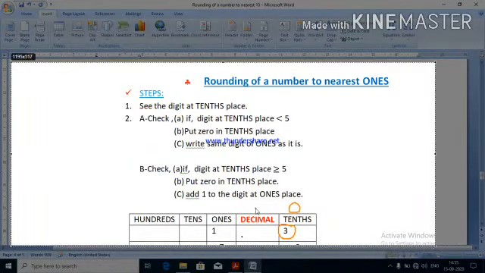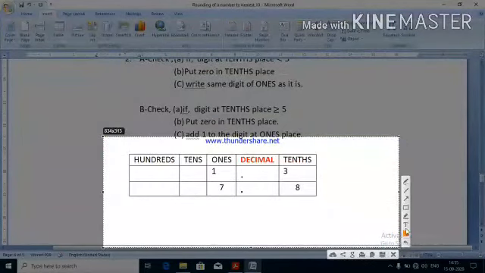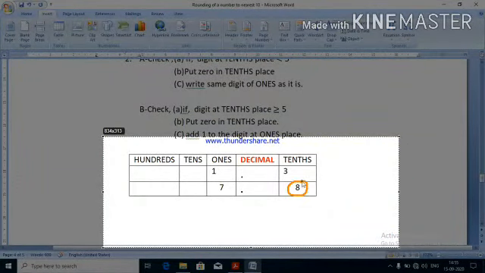Now for the second question, you have to see the digit at the tenths place. This digit is greater than 5, so you have to put 0 here. Here is the decimal, and here is 7, you have to add 1. So 7 plus 1, add 1 to the ones place, that is you get 8.0. So 8.0 is your answer.